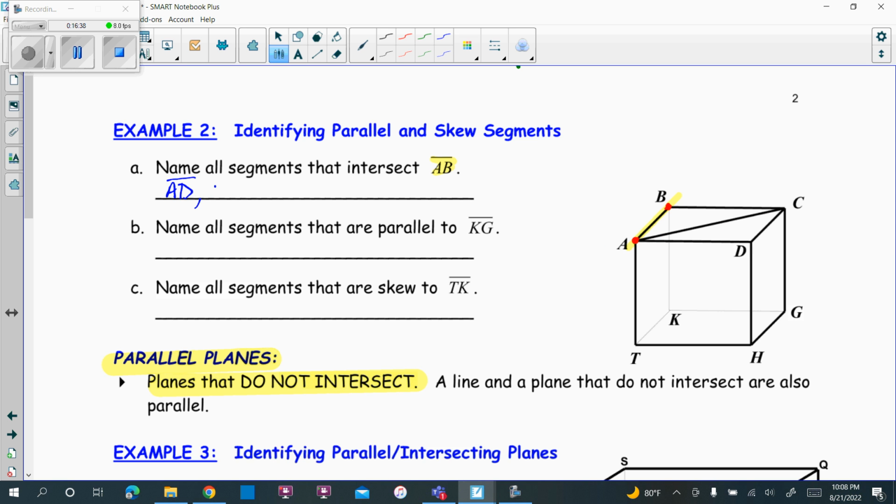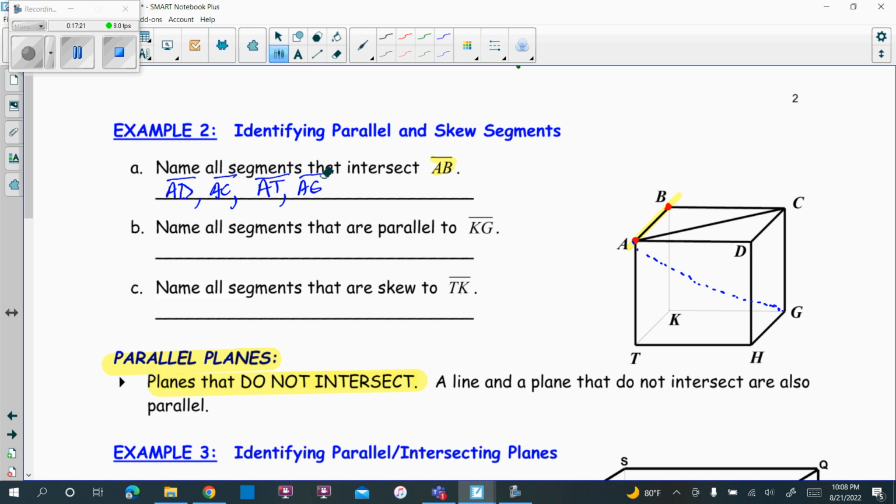I also have AC, so I'm addressing all the segments with the endpoint of point A. So I got AD, AC. I can also do my AT. It would end up intersecting at that point A. And then if I wanted to think outside the box, I'm not sure if you can see that there exists a segment that would be diagonal here, going through the interior to that point A. So there's also the segment AG.